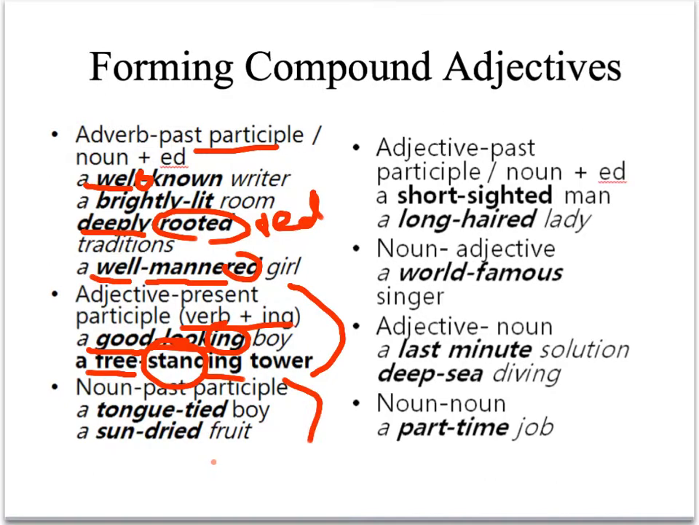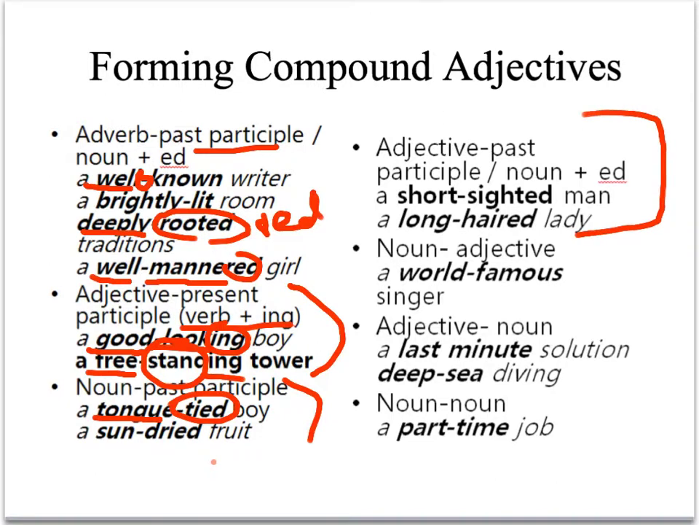The next type we have here is a noun and a past participle. So, noun, tongue, tied, past participle. This is not past tense, it's a past participle. It's not always just going to be ed. Sun-dried fruit. Fruit that was dried in the sun is sun-dried fruit.